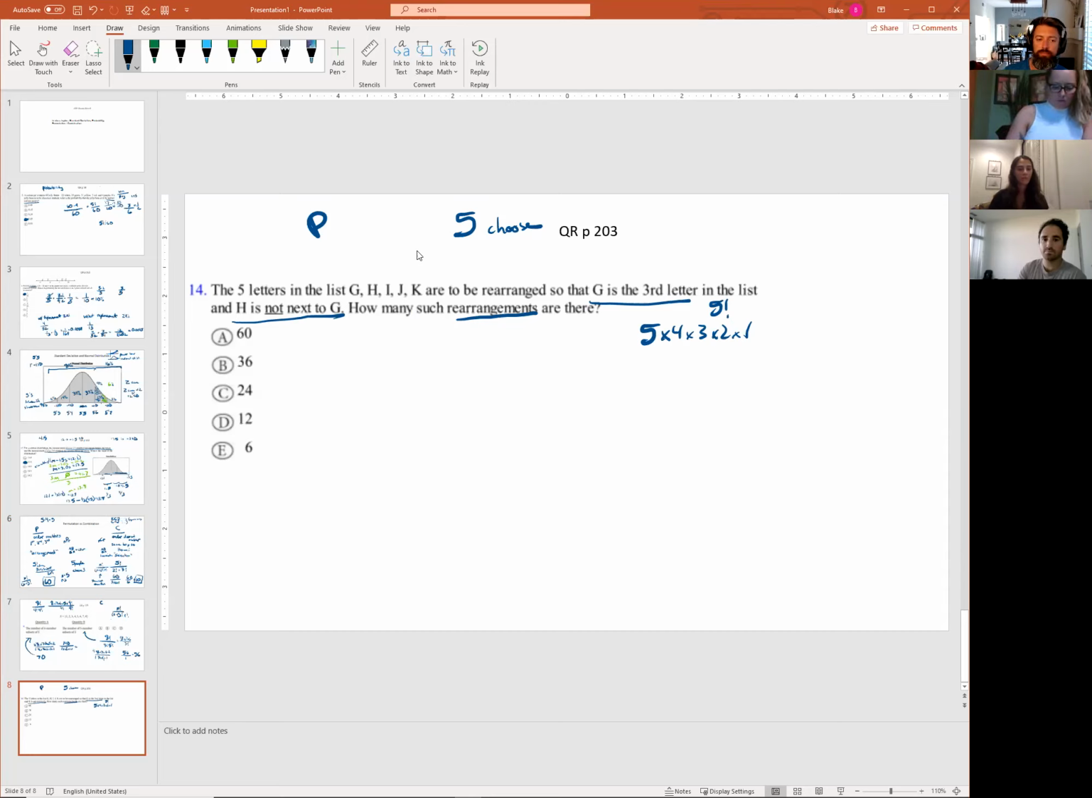G is the 3rd letter. What that means is that if we were to put these in a box here, we have 1, 2, 3, 4, 5. We have 5 places to put all of our values. That would be if there weren't any constraints, but there are. One of those constraints is that G is the third letter. So this one here is G. That limits us a little bit. What that means is that we think we have 5 that we're choosing from, but we really have 4 because G isn't part of that set.